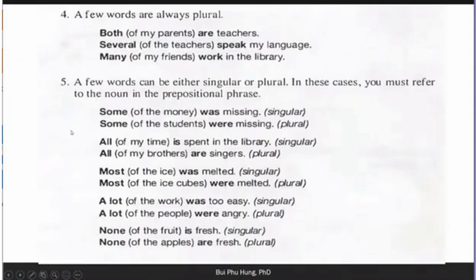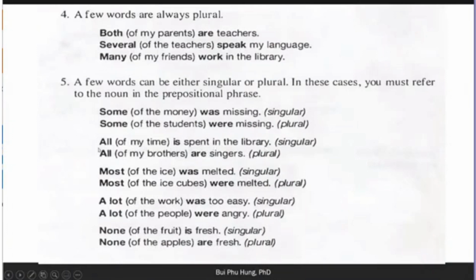A few words can be either singular or plural. In these cases, you must refer to the noun in the prepositional phrase. Some of the money was missing, because money here is singular, so some is also singular. Some of the students were missing. Because students here is plural, some is also plural, were is plural. All of my time is spent in the library. All of my brothers are singers.